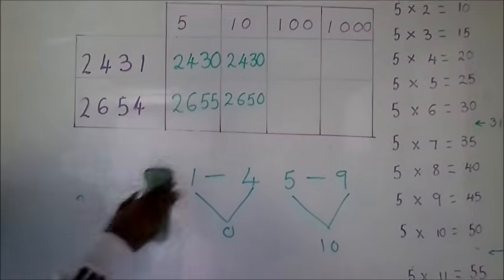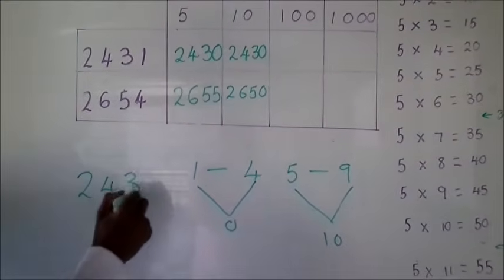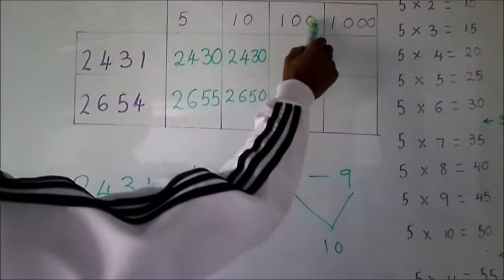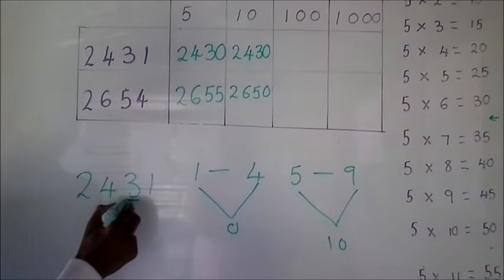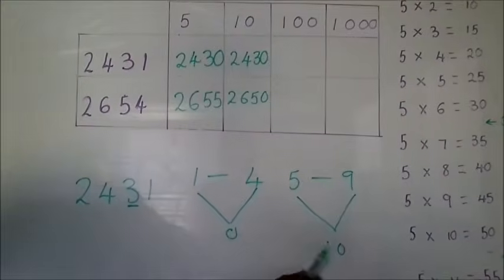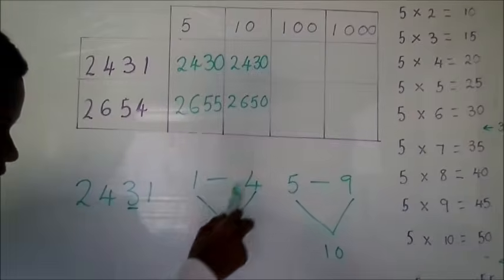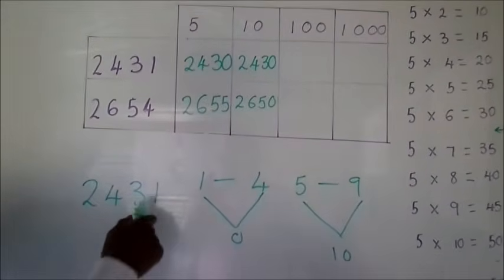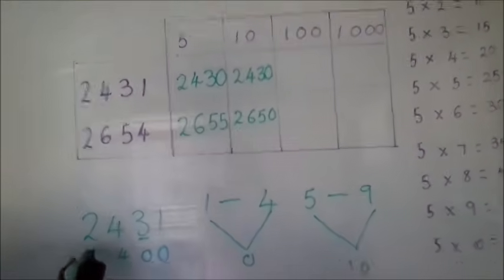How about rounding off 2431 to the nearest 100? Mind you that 100 has 2 zeros. So I'm gonna count two numbers, 1 2. So I am going to underline this number. I ask myself, is 3 nearer to 10 or is 3 nearer to 0? Probably 3 is somewhere around here, so 3 is nearer to 0. So 3 is gonna be 0. The number behind 3 is gonna be 0. 4 is not gonna change. 2 is not gonna change.